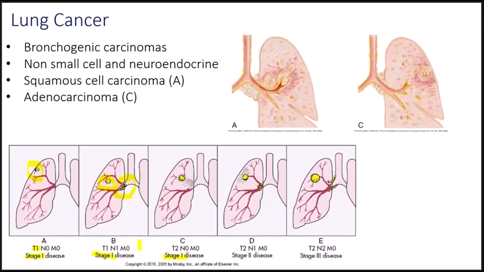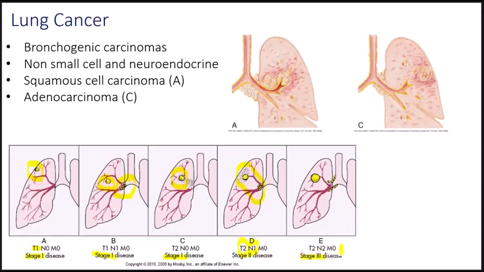In another example of stage 1 is T2, so this is where it's larger now in size, but there is no nodal involvement, and of course no metastasis. Now in stage 2, still no metastasis, but this is where you have the larger size at T2 and there's nodal involvement, which you can see, but still ipsilateral.